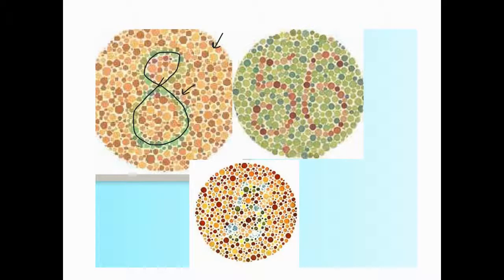Same with this one over here. They would not see the number 56. It would simply look like a colorful circle. This one on the bottom is the hardest one to see, but there's a 5 in there. So that's how they tell if you're colorblind or not. They give you shapes like this, and they see if you can determine the number or the letter or whatever that's inside of it.